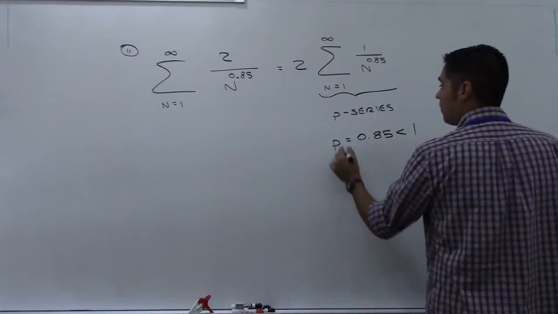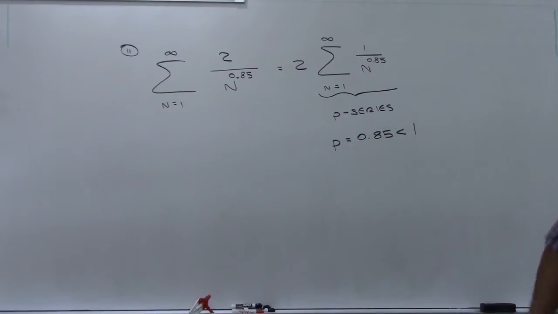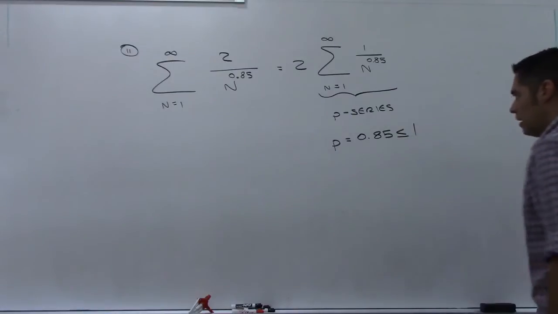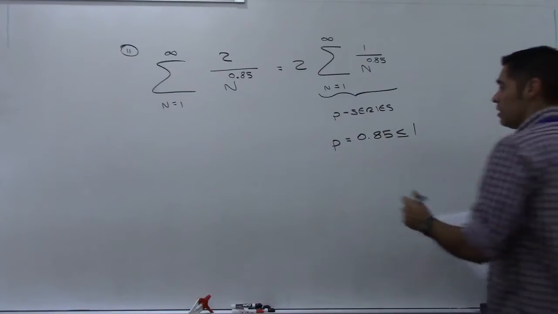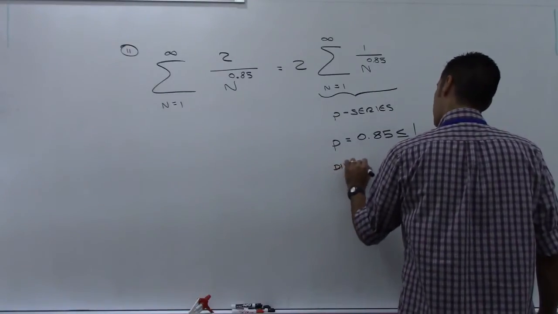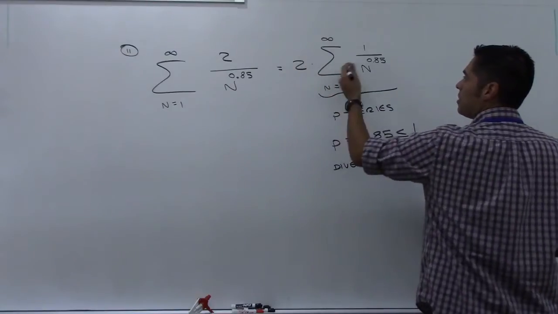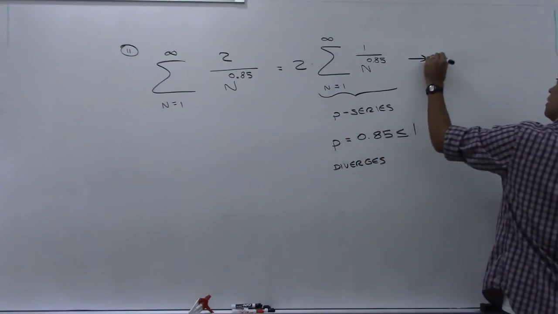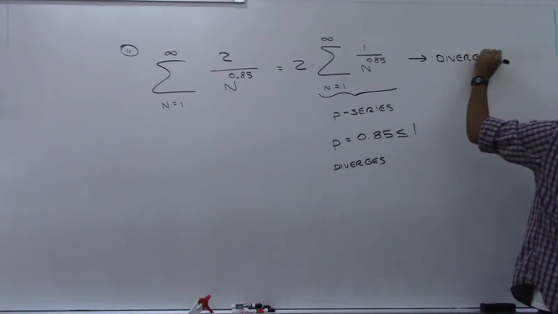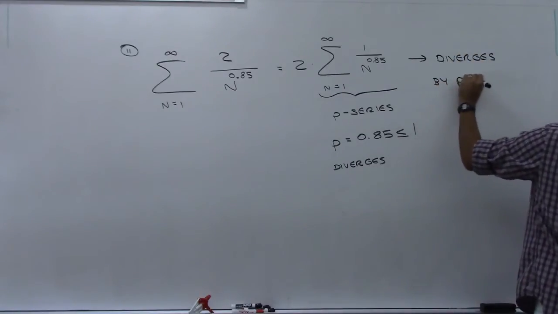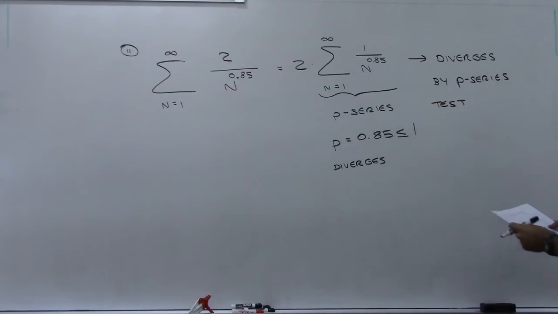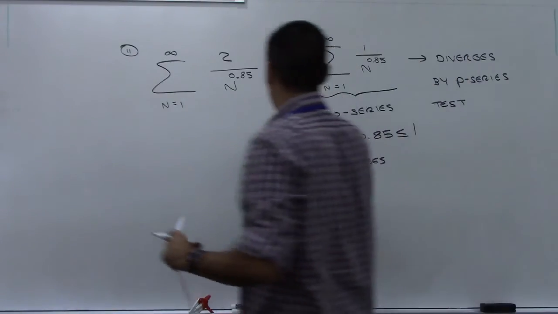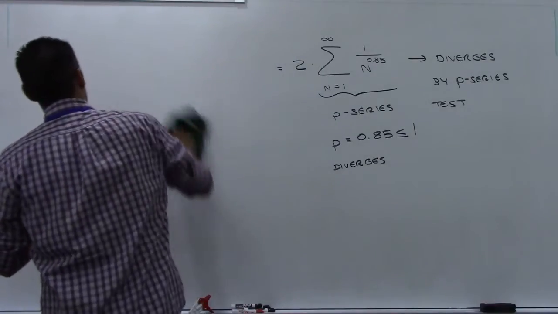And because of that, if you look on your sheet for p-series, this would work with equal to, but if our p is less than or equal to 1, it diverges. So it diverges. And of course, 2 times the divergent series is still divergent, so this diverges by p-series. You could call it a test, I guess. That's pretty straightforward. Nothing to show there. You just have to identify what p is. Okay, 12.